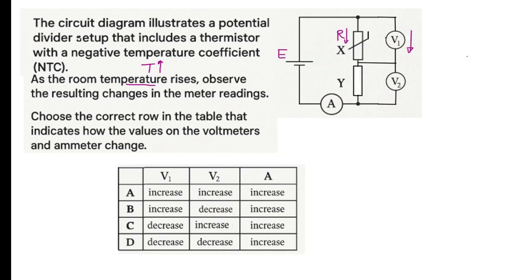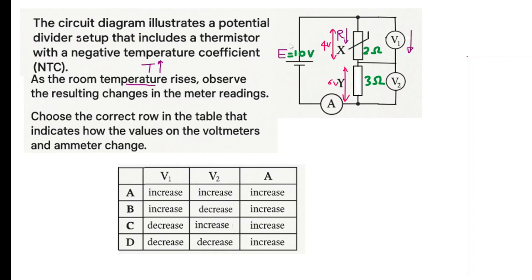Now, let me explain this with some numbers. You don't really need to think like that, but just to understand it better, you can do that. Let's say the EMF is 10 volts, the internal resistance is 0, this one is 2 ohms, and this one is 3 ohms. Initially, this 10 volts is split in the ratio 2:3. So across the bottom one, Y, we have 6 volts, and 4 volts across X.